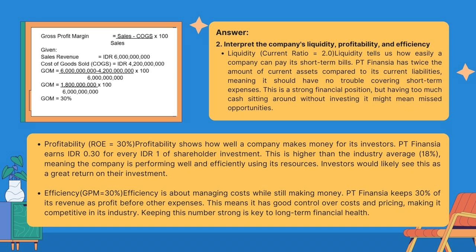For the last, efficiency, or gross profit margin, 30%. Efficiency is about managing cost while still making money. So the company keeps 30% of its revenue as profit before other expenses. It means that it has good control over cost and pricing, making it competitive in its industry. Keeping this number strong is key to long-term financial health.